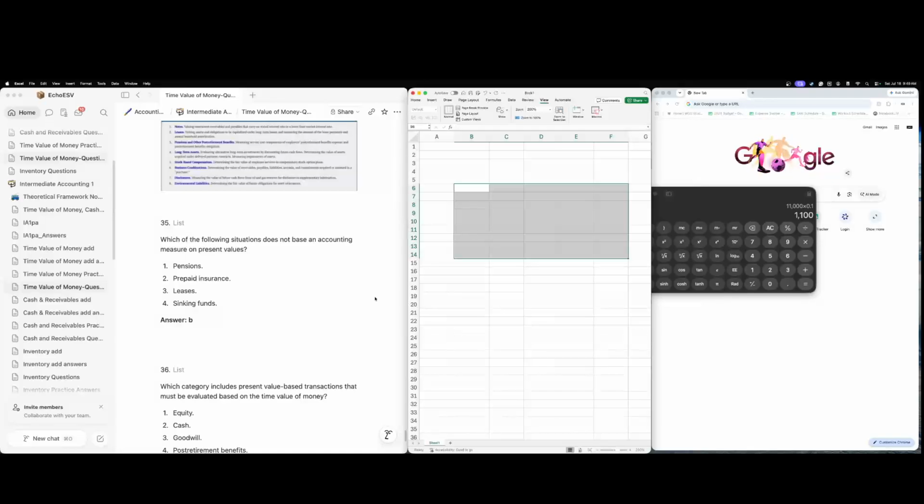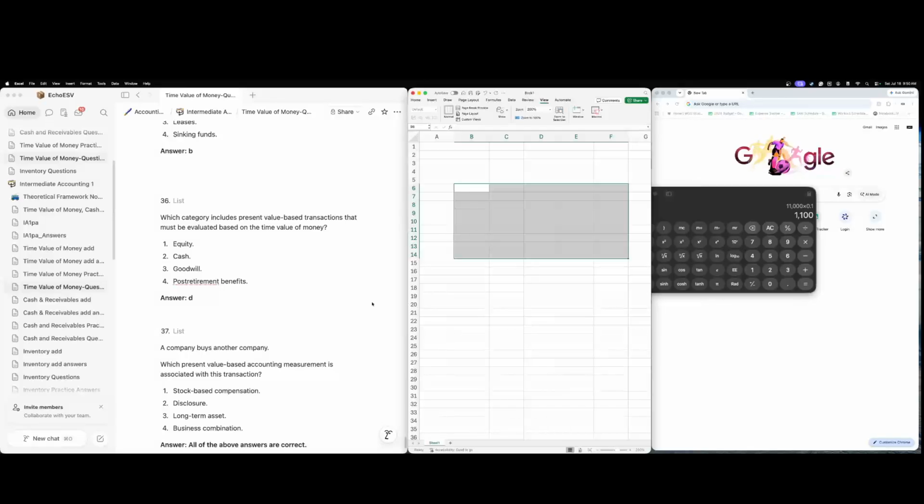Leases definitely have a present value and future value. Anything related to funds that are invested has an interest rate. Even a zero-interest-bearing note still has a future value and a present value. Prepaid insurance, on the other hand, is more like an asset that you pay ahead of time. It doesn't really have a present value. It's a value that doesn't really change over time.